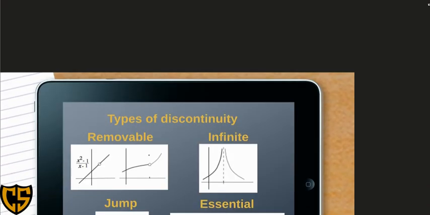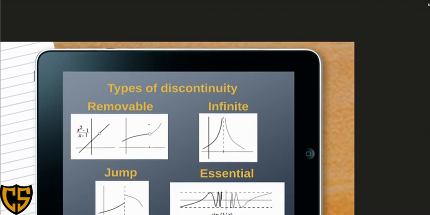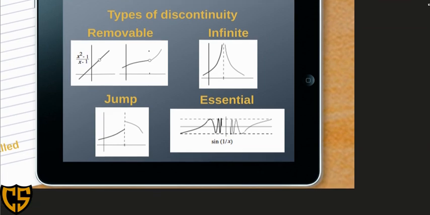So let's go straight to the point. For discontinuity, we have four types. First, we have removable, which is what we discussed earlier, where you just have a hole. That is a removable discontinuity. Next, we have jump discontinuity. You have one graph here and then another graph, that is jump discontinuity. Infinite, where you have an infinite value, that is infinite discontinuity, and you have essential discontinuity.